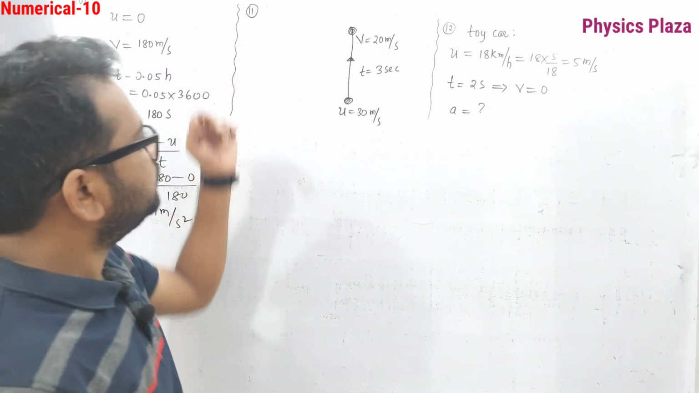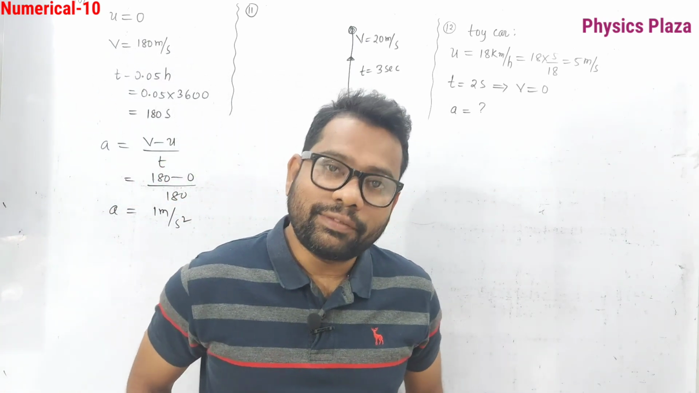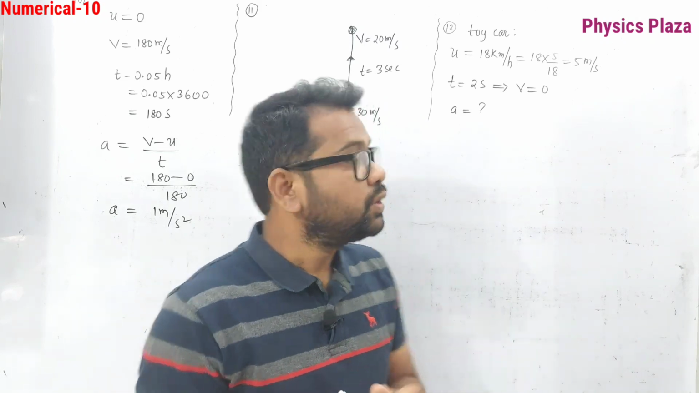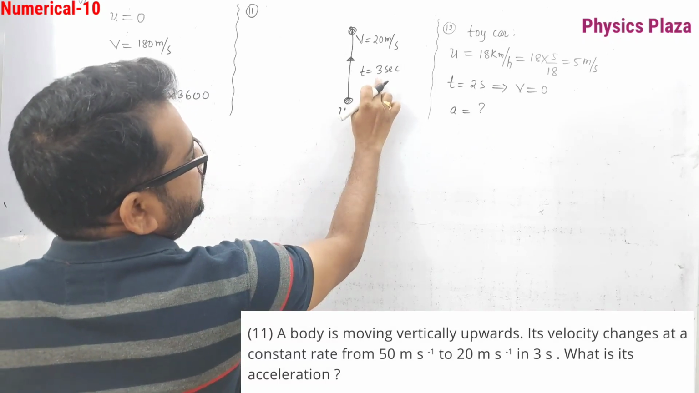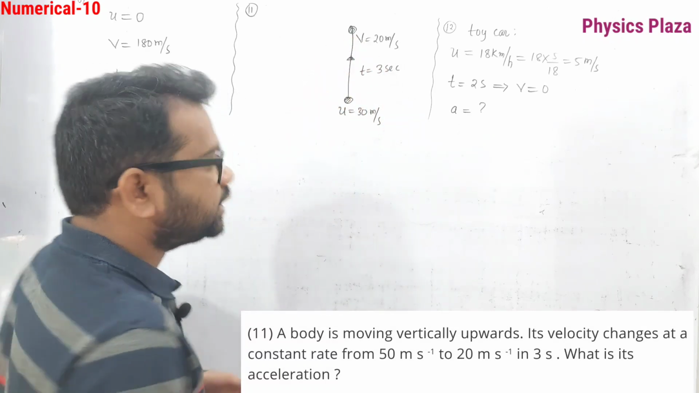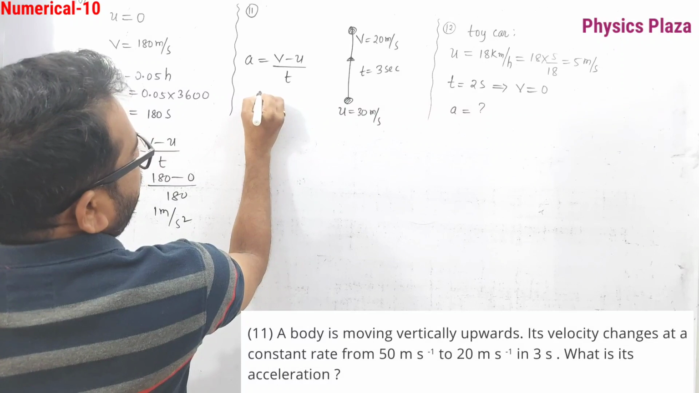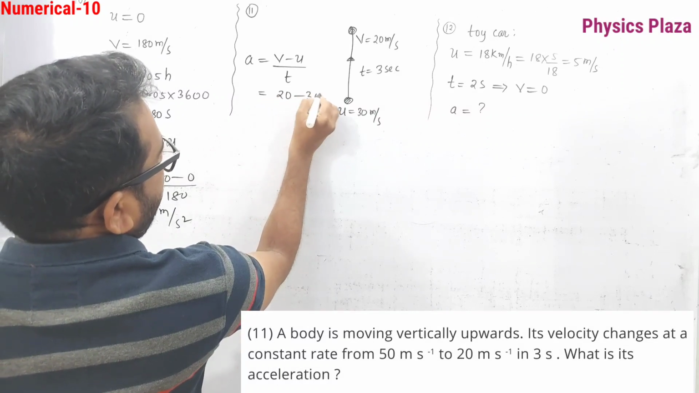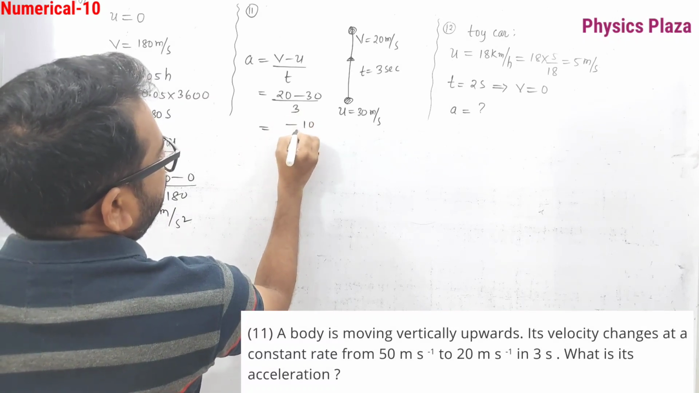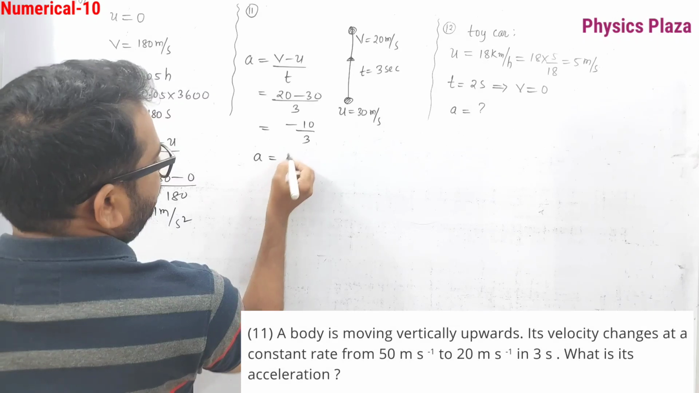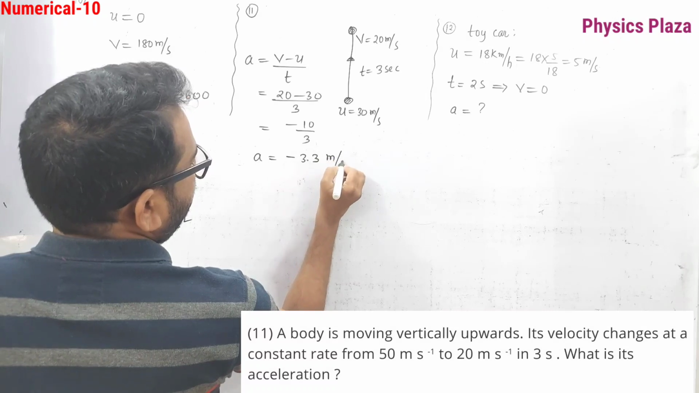Okay, fine. And the 11th question, the body is going vertically upwards. Whenever the body is going vertically upwards, due to the gravitational force, children, its velocity keeps on decreasing. At a certain point of time, the body is thrown with 30 meter per second. After 3 seconds, its velocity will be v. Then calculate the acceleration. So acceleration is equal to v minus u by t here. So this is 20 minus 30 by 3, which is minus 10 by 3. So acceleration is equal to minus 3.3 meter per second square, children.